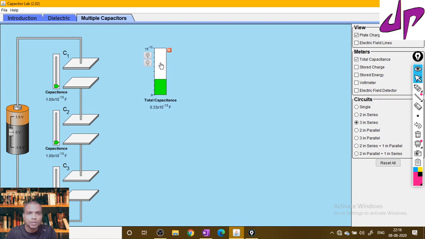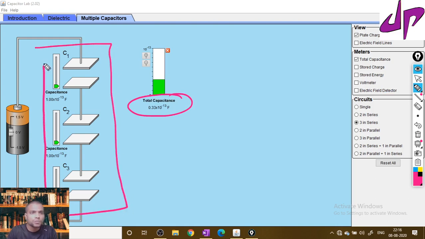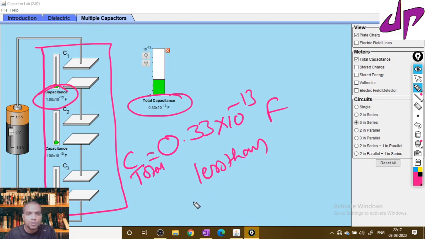Now you can see the meter shows the total capacitance of this combination. The total capacitance of the combination is equal to, here it is showing, 0.33 times 10 power minus 13 farad. If you observe, this total capacitance of the three capacitors in series is less than the individual capacitance. Here the individual capacitances C1 equals C2 equals C3 equals 1 picofarad.